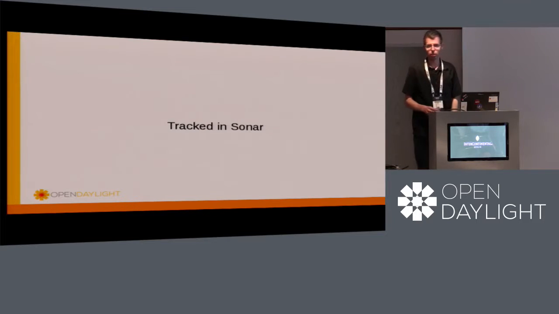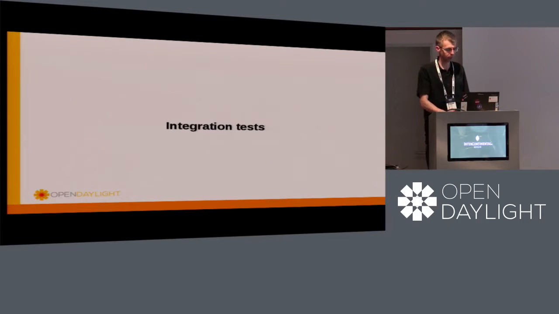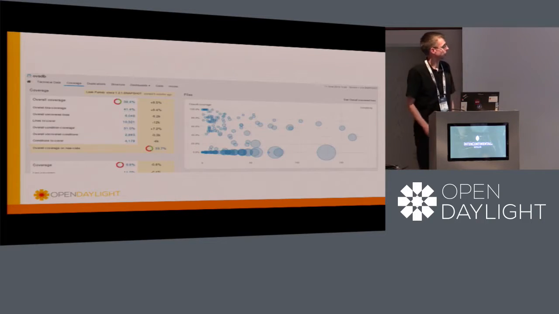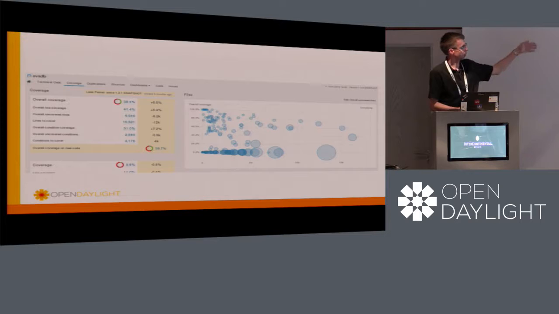All this is also tracked in Sonar, which is the code quality measurement tool that we use in OpenDaylight. And there are nice graphs that go with it. This is a screenshot from OVSDB, and you can see here the coverage in unit tests, 38.4%, and details of the coverage on the right-hand side. I'm not going to go into that too much, but you can take a look if you're interested.